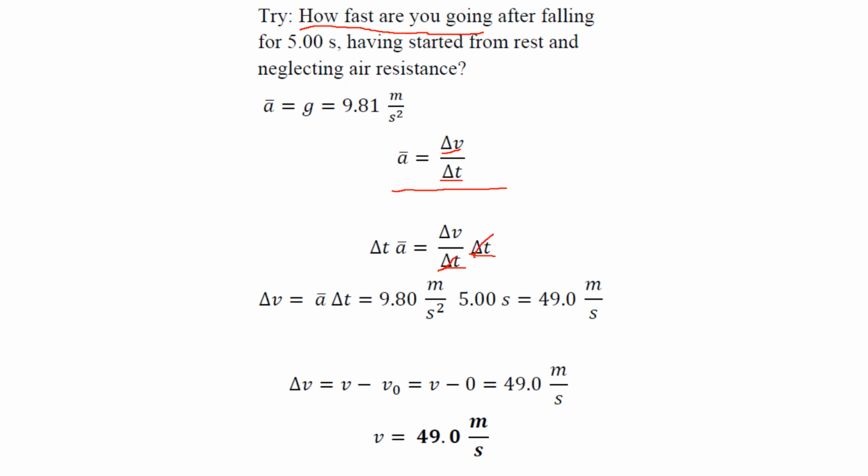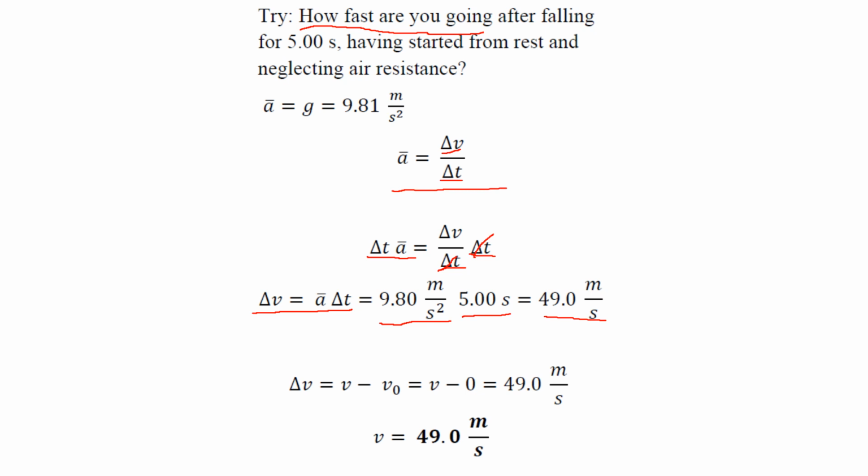And on the left side, we do the same thing to the left that we did to the right. So we wind up with delta t times average acceleration. And that leaves on the right delta v, which is what we want. So delta v is equal to what we got on the left, average a times delta t. Average a is the acceleration of gravity. Delta t is the 5 seconds. So you wind up with change in velocity is 49 meters per second.